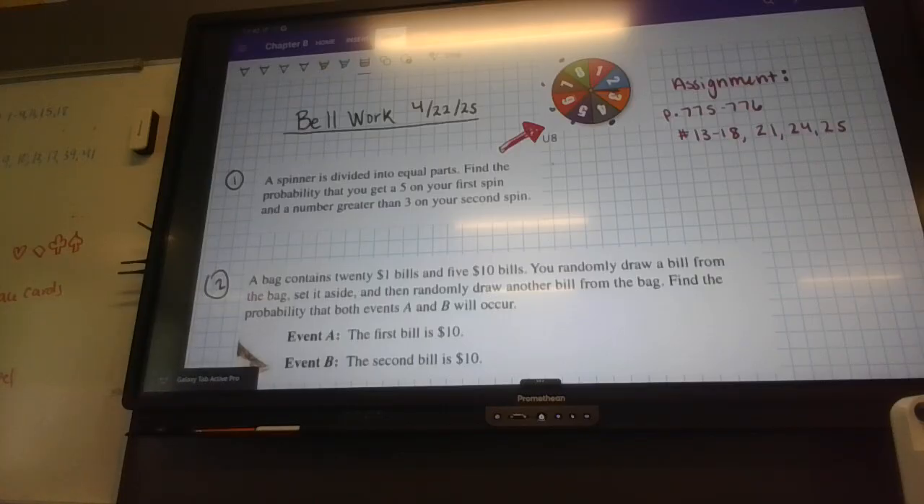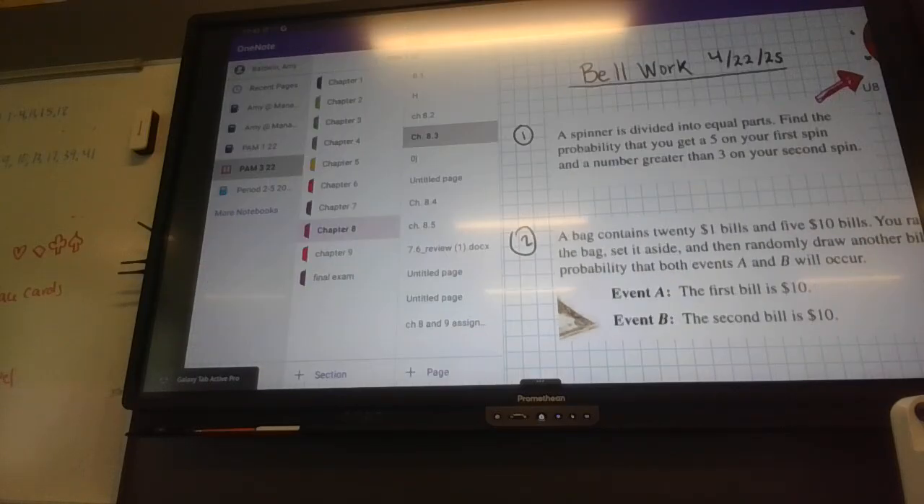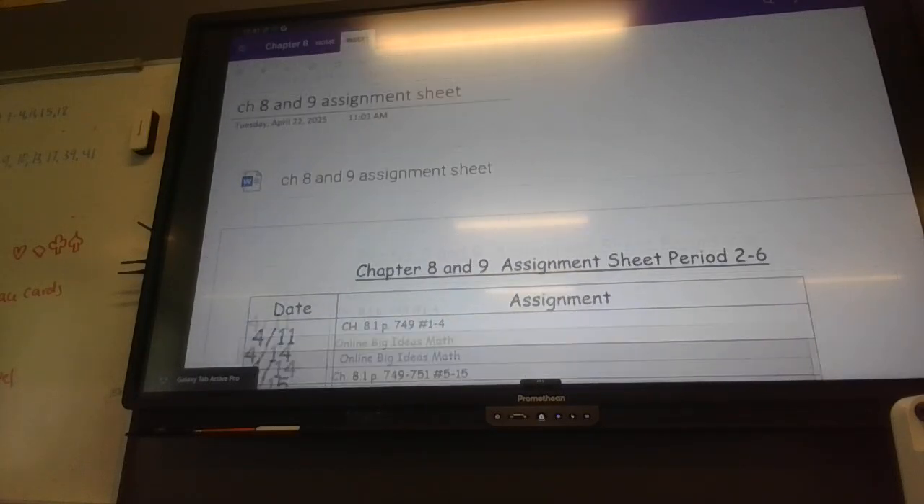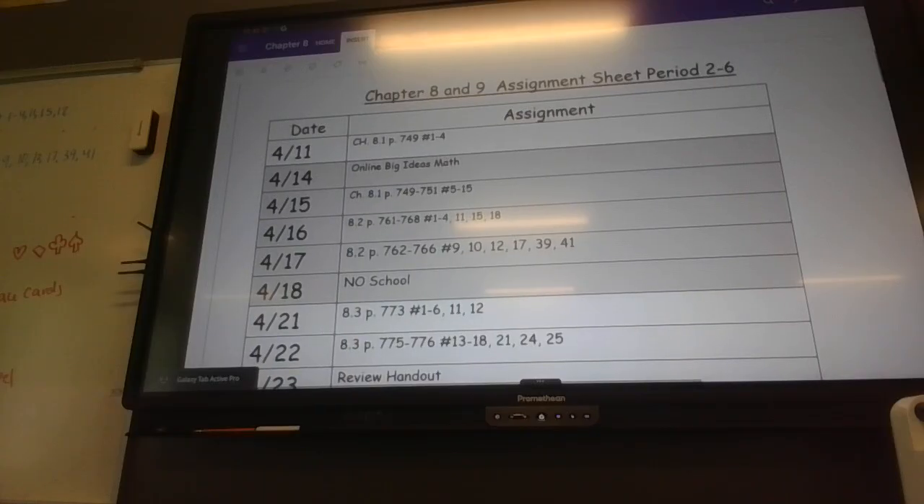Yesterday we talked about independent or dependent events. One's independent, one's dependent. Before we get into this, I do want to just talk about the schedule for a moment. This is what's been posted in Schoology.